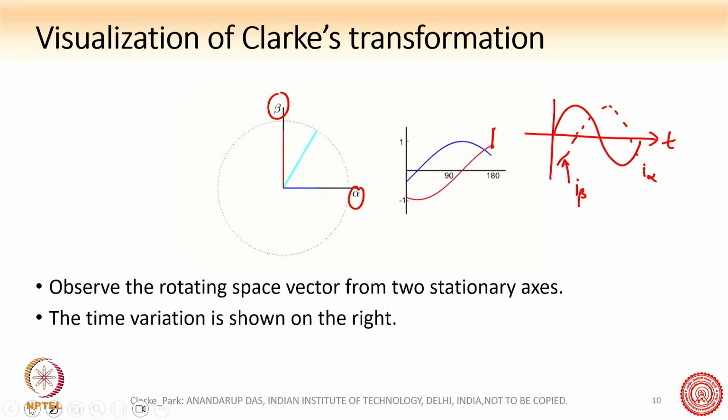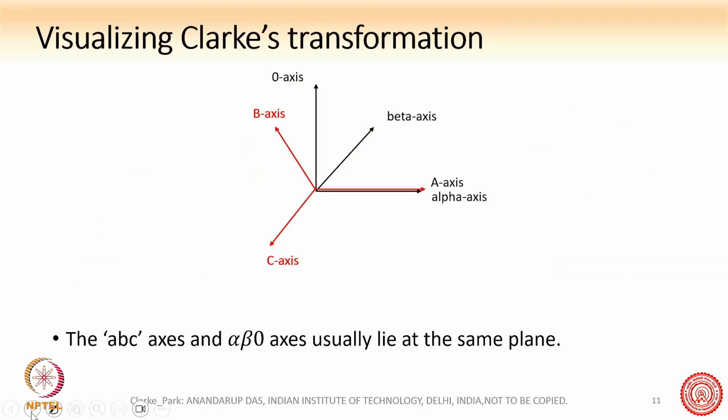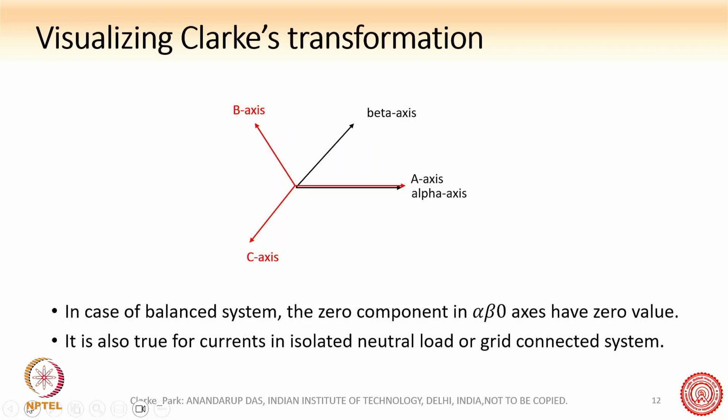This is the visual representation of the Clarke's transformation matrix. ABC and alpha beta usually lie in the same plane. So ABC is here and alpha beta is in this plane, and 0 is 90 degrees to the alpha beta axis. In the case of a balanced system, the 0 component in alpha beta 0 has a value of 0.